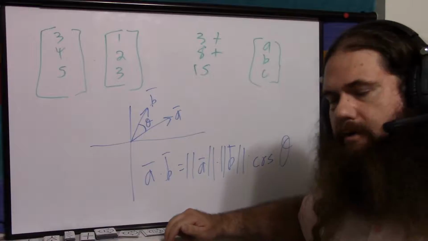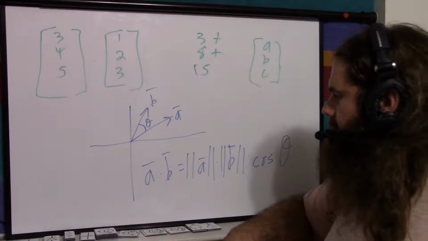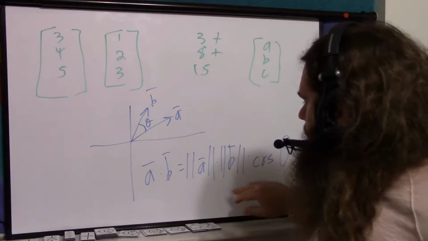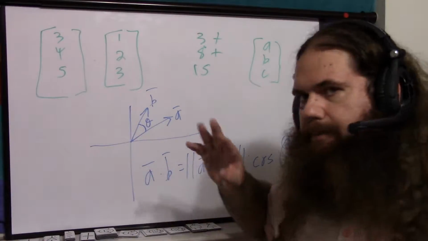If both A and B are normalized, then this is 1 and this is 1, so you just have cosine theta. And let's say you're only trying to compare to see if it's greater or lesser than. You don't care to actually find theta, you just need to compare, so you just do the cosines. I'm skipping past this a little bit.